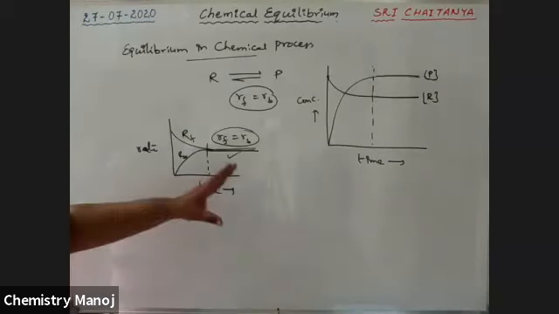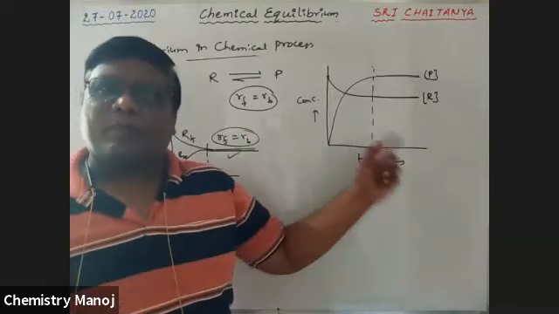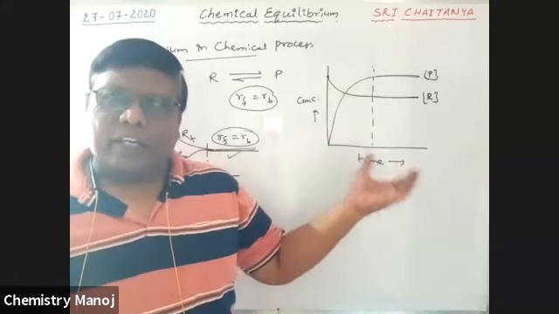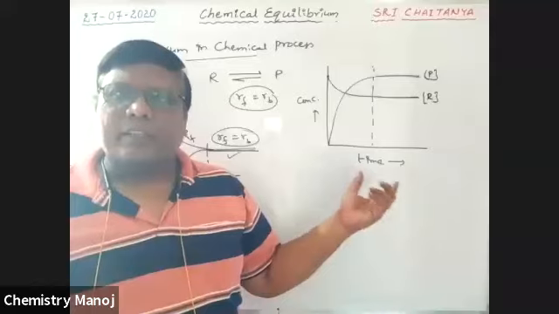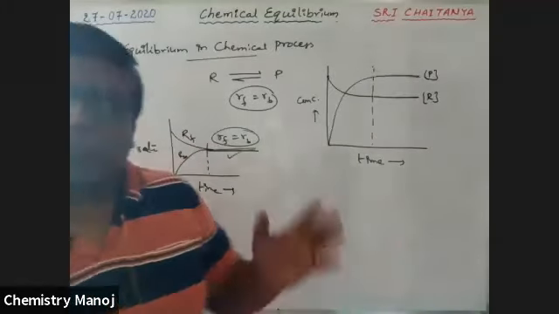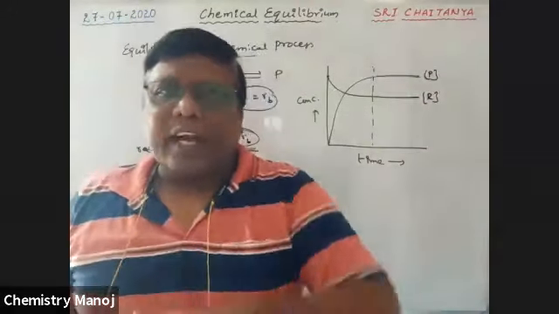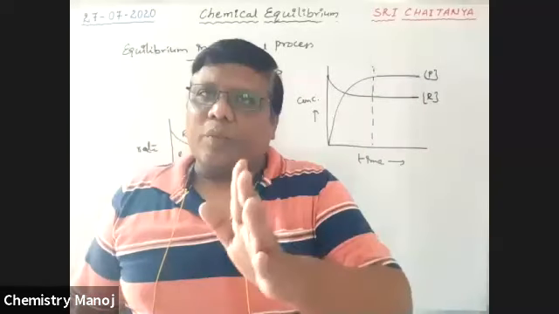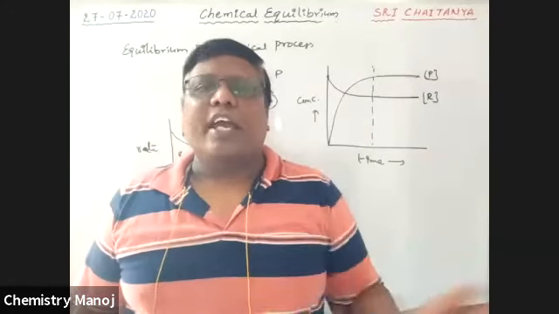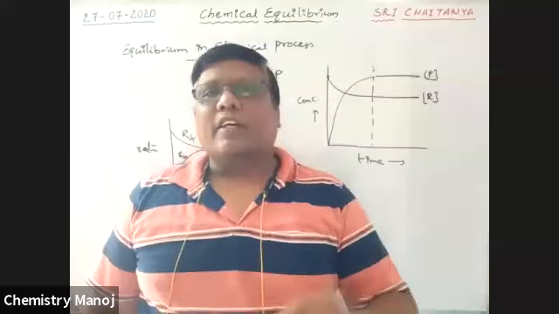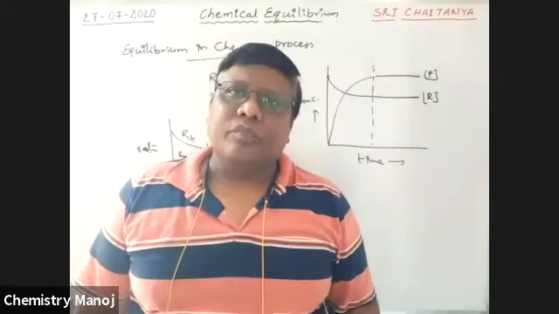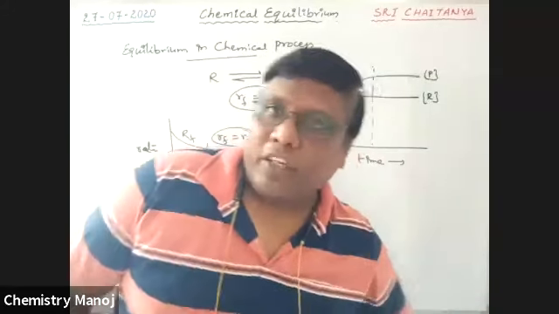This is the diagrammatic and graphical way to express chemical equilibrium. Gradually the reactants decrease and the products increase. At a particular point, the concentrations do not change. There, the rate of the forward reaction is equal to the rate of the backward reaction. Now I will explain with a particular example. See here.